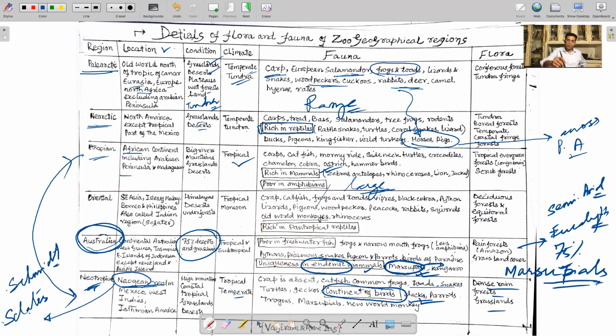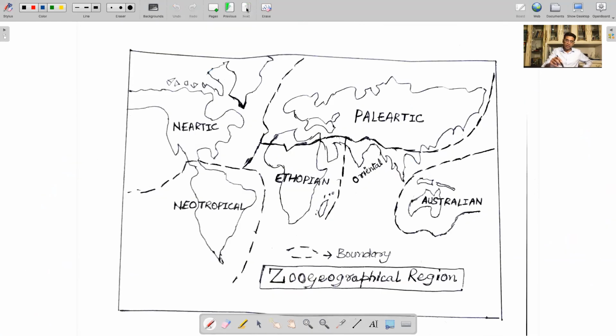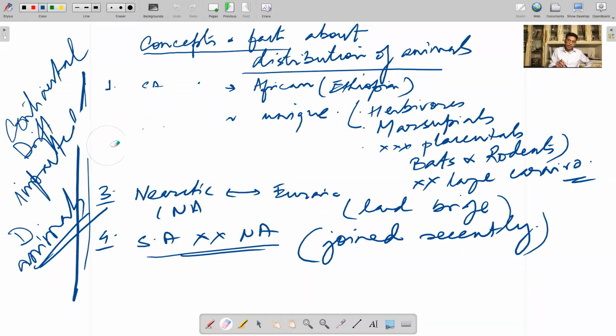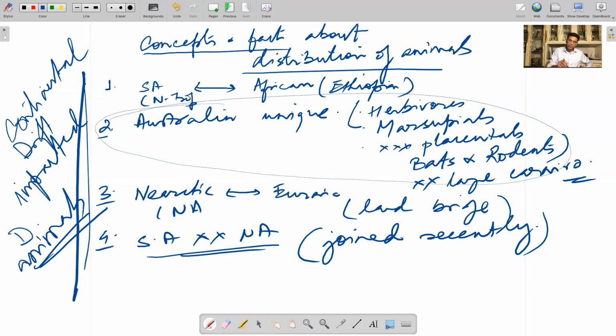And the discussion that I wanted you to mention was, of course, that Australia is unique because of the fact that it does not have the type of conditions which the others had. So Australia was unique. Bats, rodents, okay, marsupials dominated. That was an important discussion we had. Marsupials dominated.